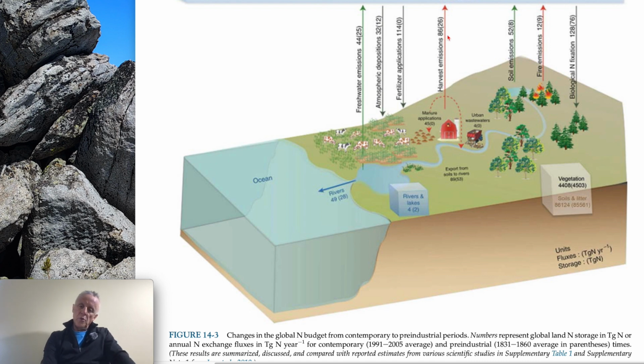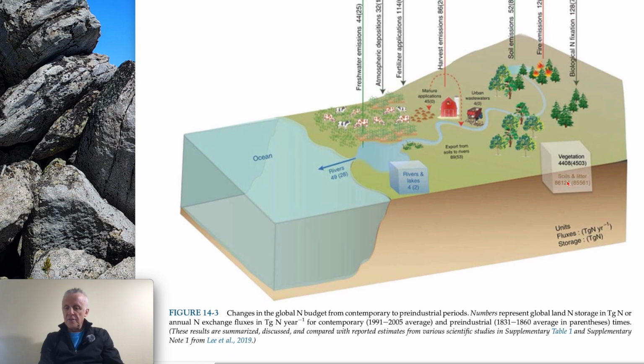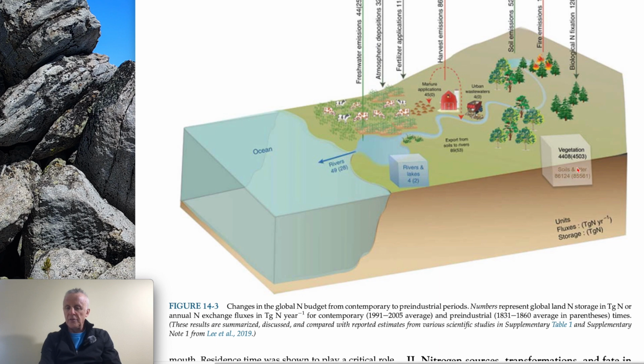Harvest emissions, so we have about 3 times more in post-industrial times. Soil emission, that's really a big difference. This is about 6 times more in post-industrial times. Fire emissions, it's about the same, a little less in pre-industrial time. And biological nitrogen fixation, somehow humans have been able to influence that. So we have about 1.5 times. Vegetation is about the same.